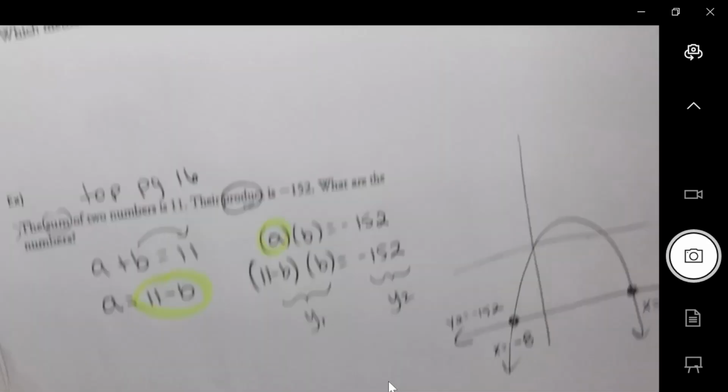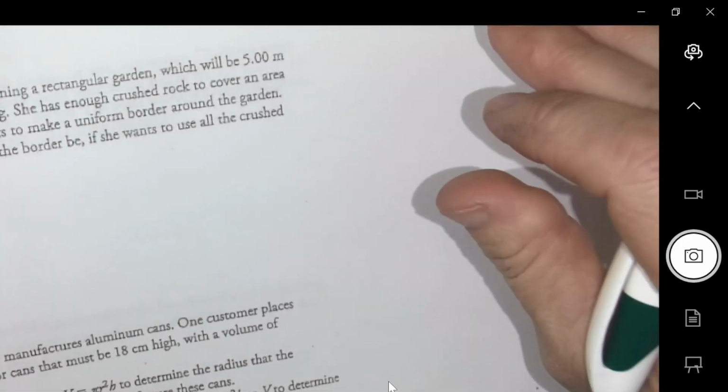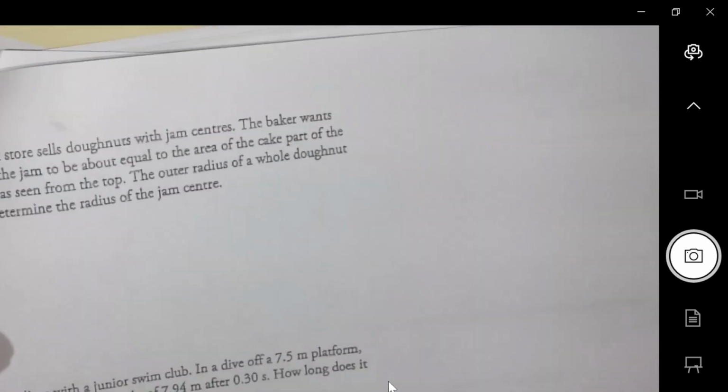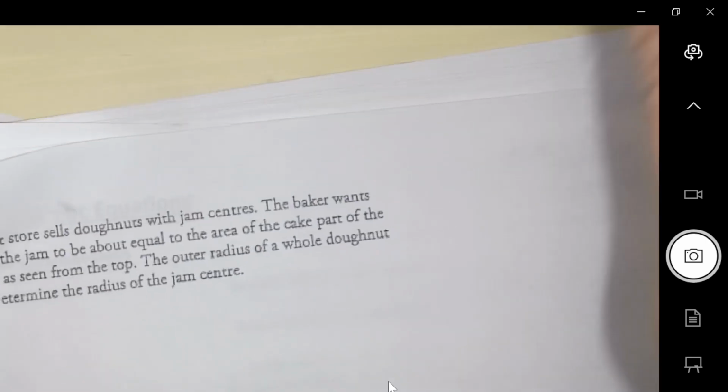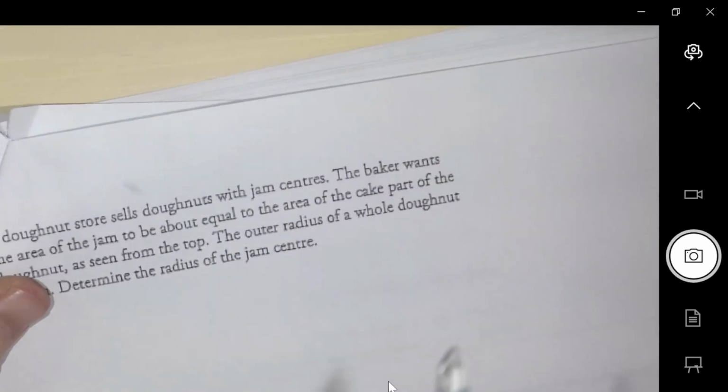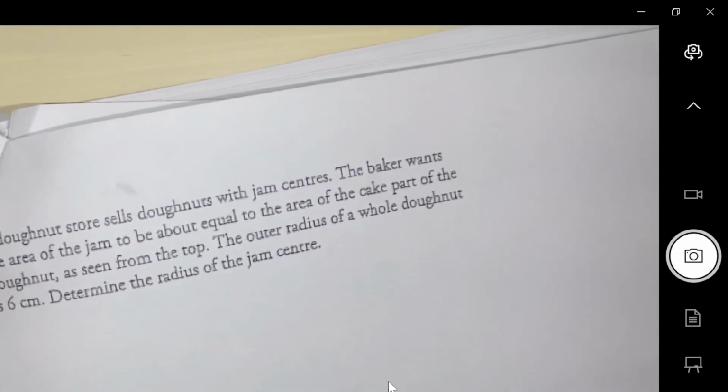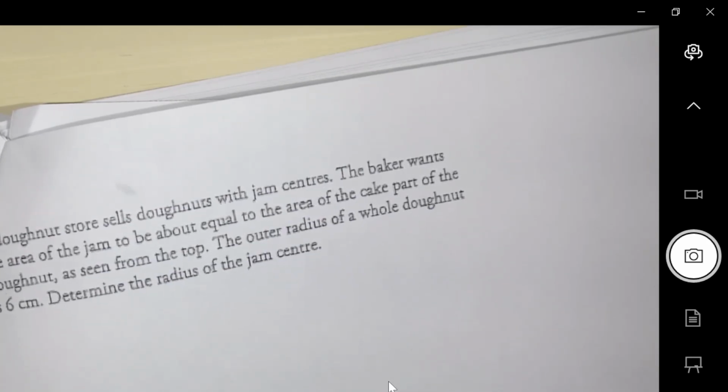Okay, I'm sorry, I'm just flipping these pages. I'll flip my page. Donut is the next question, right? Okay, well, let's do this type. Okay, so this type is an area type.